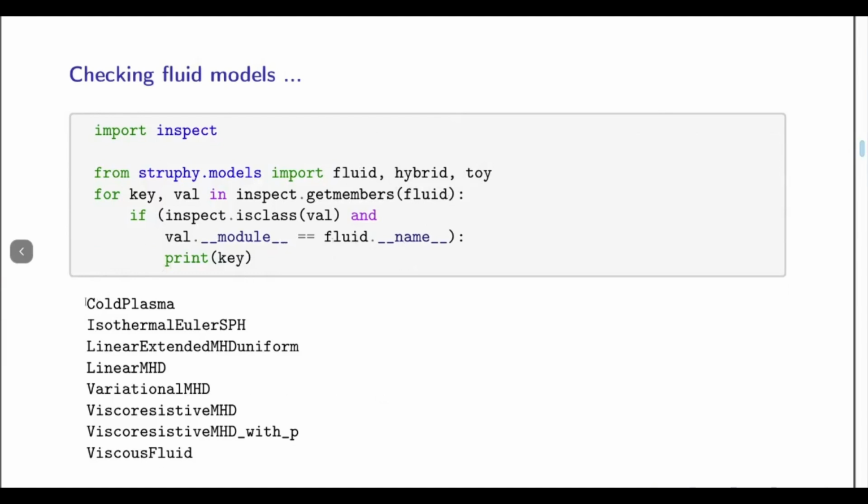If we check out the fluid models, you also see models that you might know, like cold plasma, linear MHD, nonlinear MHD in a variational formulation, and also viscoresistive MHD. Then you also see here an Euler equations model with a meshless method, SPH method. The number of models will continuously increase, and we hope to have at some point all the relevant models for fusion applications within Struphy. That's the goal.